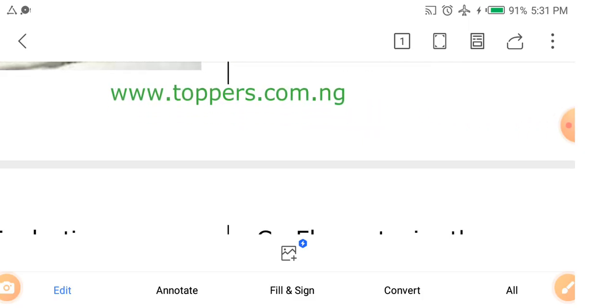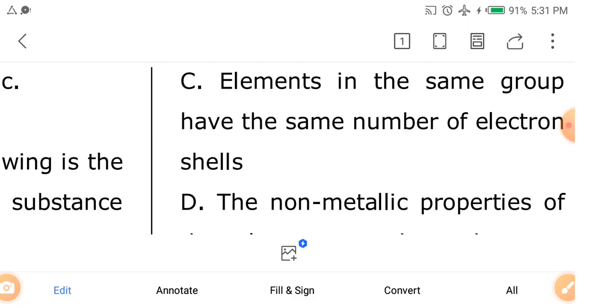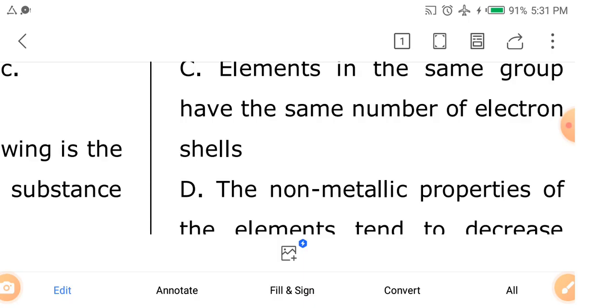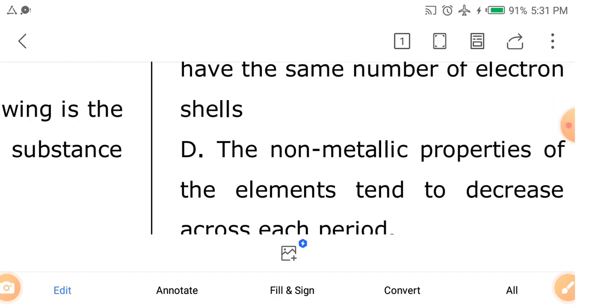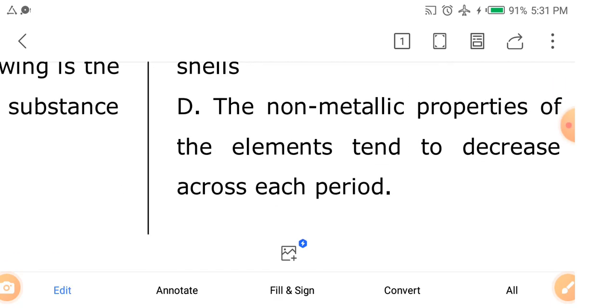Okay, C, elements in the same group have the same number of electron shells. Okay? Then D, the non-metallic properties of the elements tend to decrease across each period. The answer is D.